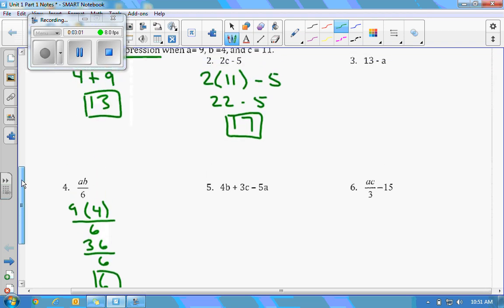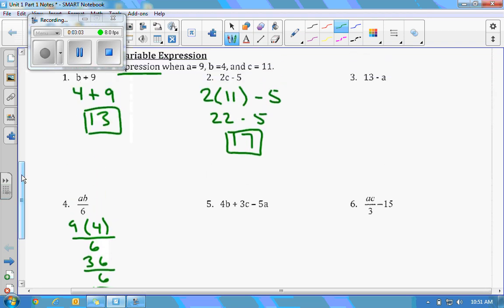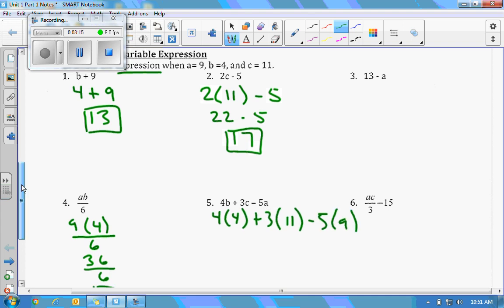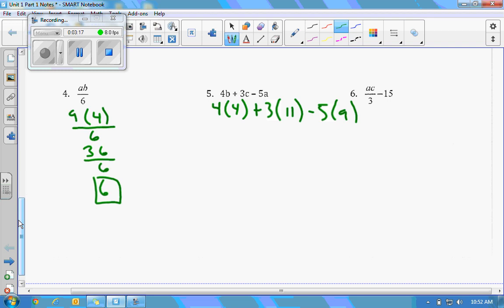For number 5, I have 4b plus 3c minus 5a. So I first need to plug in my variables. So I'm going to do 4 times 4 plus 3 times 11 minus 5 times 9. I'm going to scroll down to give myself a little bit of room. So 4 times 4 is 16, 3 times 11 is 33, 5 times 9 is 45. 16 plus 33 is 49.